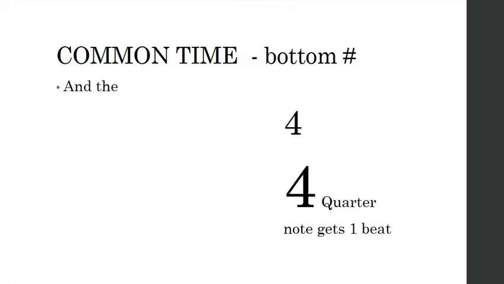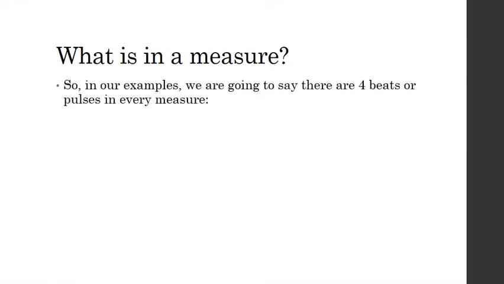And the bottom number is going to show you what type of note gets one beat, in this case, the quarter note. And this is a good rule of thumb to have, knowing what you're counting. That way you know what is 1. So for our measures, we're using these 4 beats or 4 pulses for every measure.